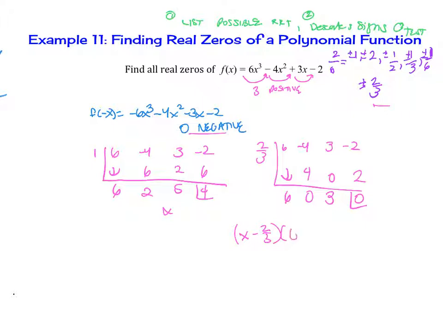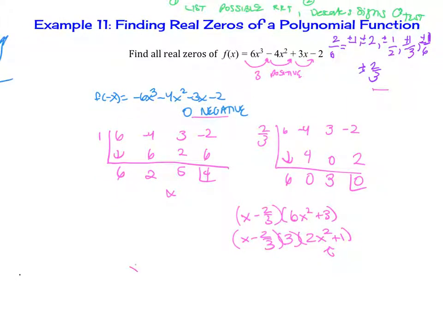Then this is 6x squared plus 3. Then I can factor that. Let's see, I can factor out a 3. And then that is 2x squared plus 1. So this is not a real 0, so I can ignore that. So my only real 0 is x equals 2/3. So Descartes' rule of signs is nice in order to help us to reduce the number of values we can check. And so I hope that helps out.